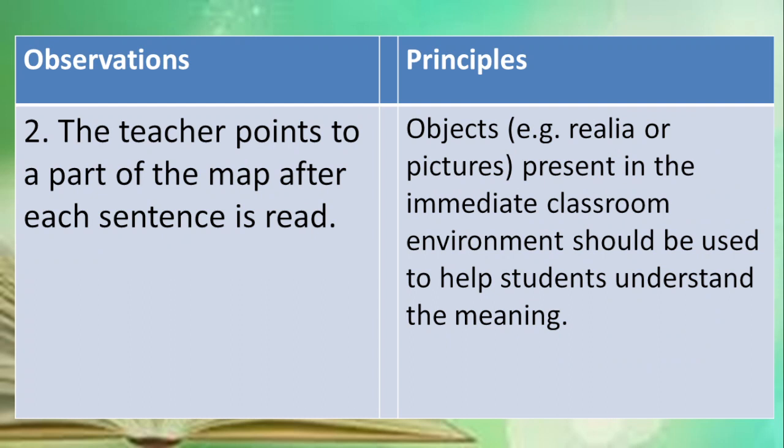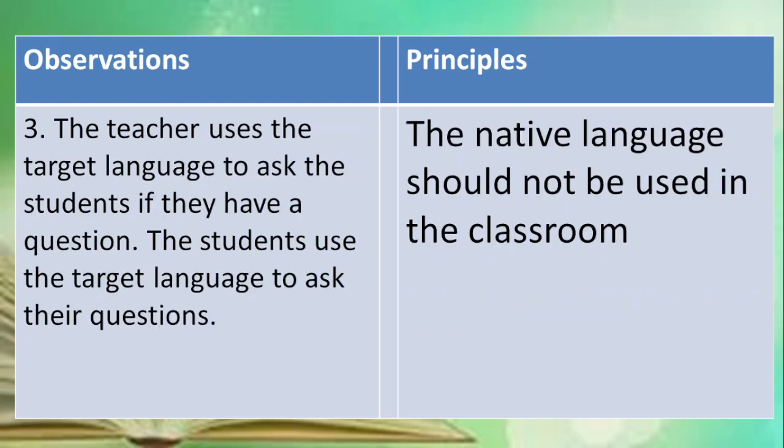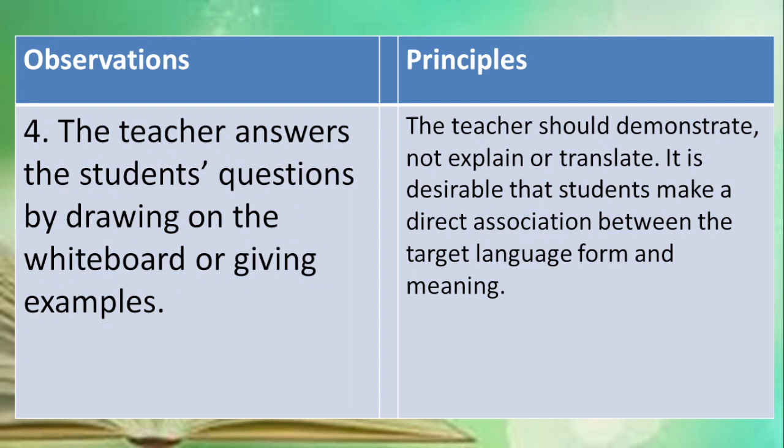2. The teacher points to a part of the map after each sentence is read. Objects, like realia or pictures, present in the immediate classroom environment should be used to help students understand the meaning. 3. The teacher uses the target language to ask the students if they have a question. The students use the target language to ask their questions. The native language should not be used in the classroom. 4. The teacher answers the students' questions by drawing on the whiteboard or giving examples. The teacher should demonstrate, not explain or translate. It is desirable that students make a direct association between the target language form and meaning.